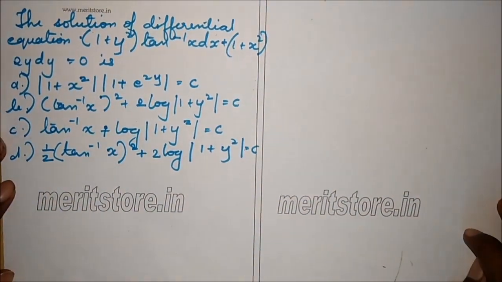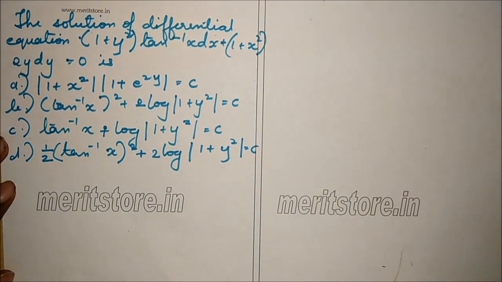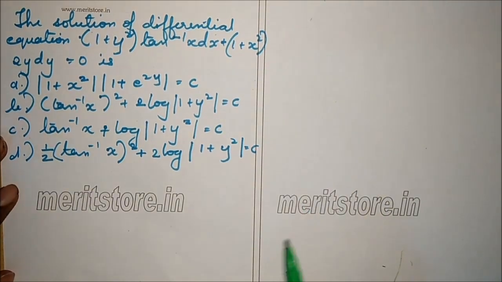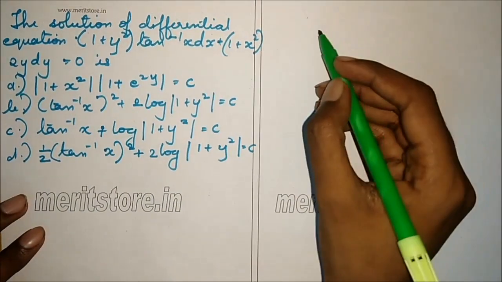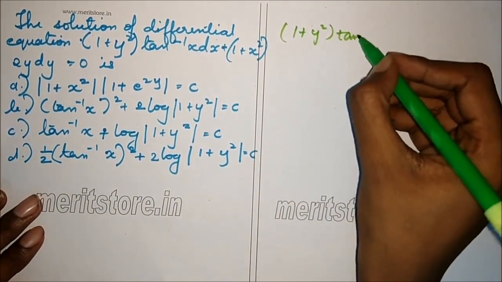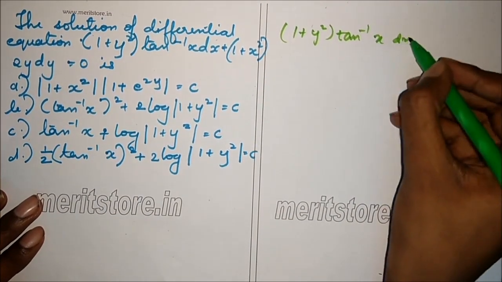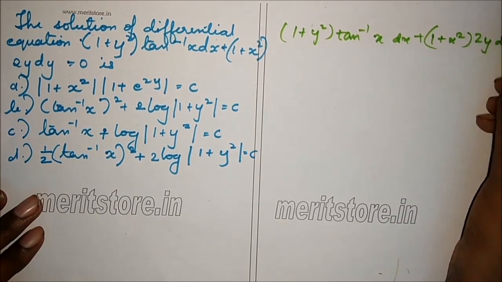The solution of the differential equation 1 plus y square into tan inverse of x dx plus 1 plus x square 2y dy is equal to 0. We are supposed to find the solution of this differential equation. So given is 1 plus y square tan inverse x dx plus 1 plus x square 2y dy equals 0.